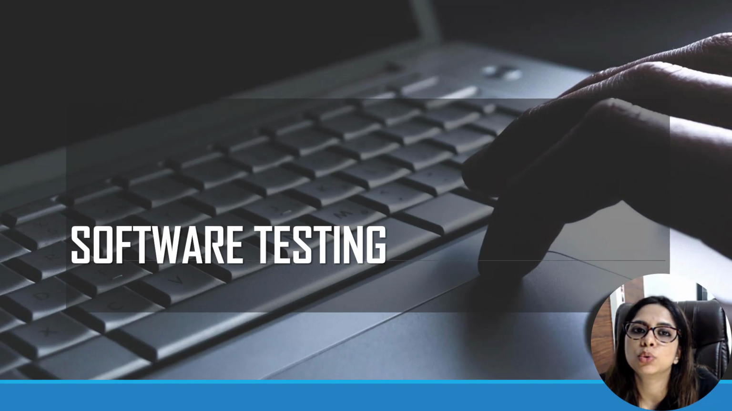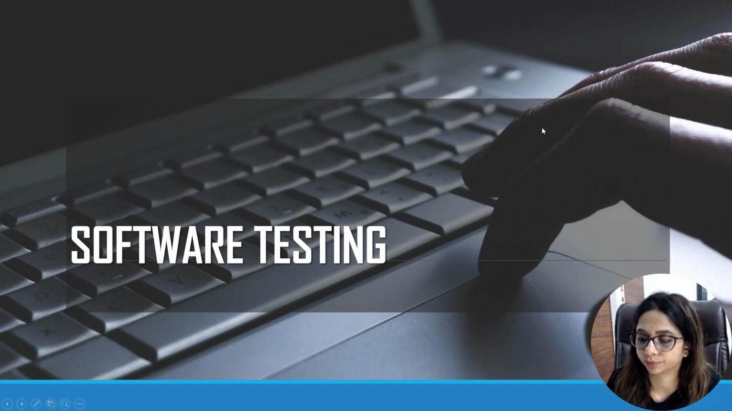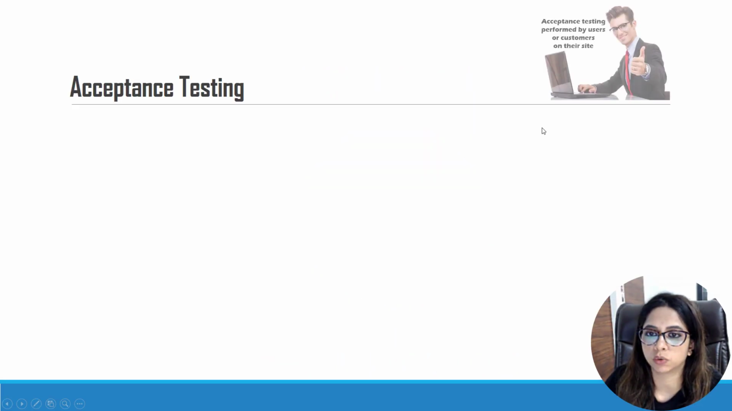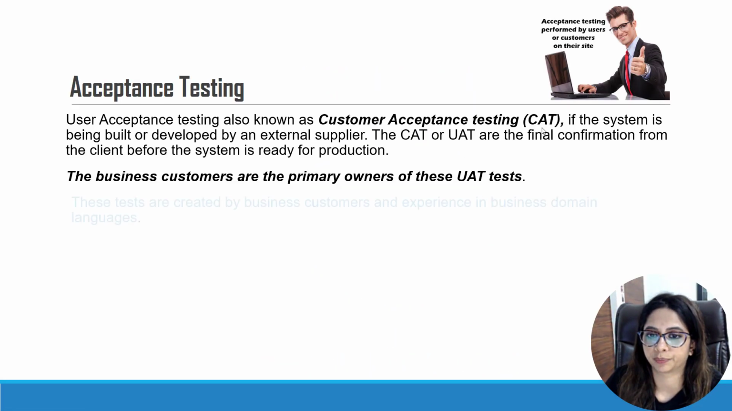UAT stands for User Acceptance Testing. This is the last step in the phases of testing. So let's move forward and see what acceptance testing means.